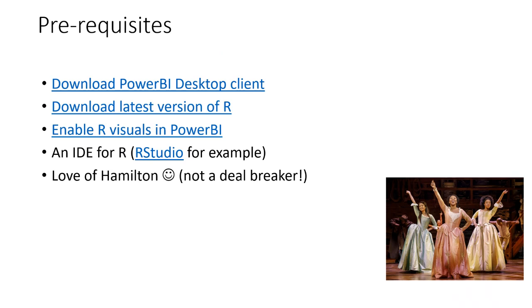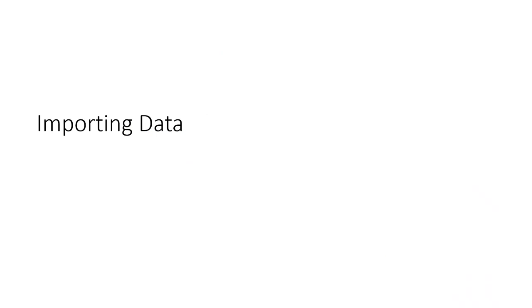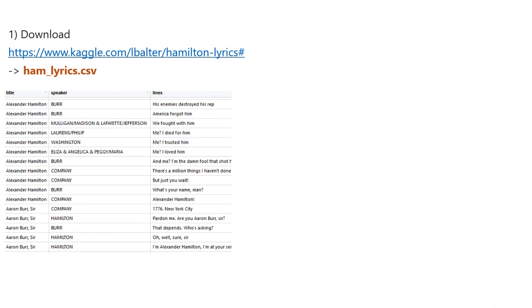Okay. The first thing we're going to learn is how to import the Hamilton dataset into Power BI. The hardest part of any data science project is getting access to the data itself, as well as transforming it into a usable form. Fortunately, that difficult bit of wrangling has already been done for me. So I have a nice clean CSV of Hamilton lyrics that someone has uploaded on Kaggle, and I can just download it directly from this link.